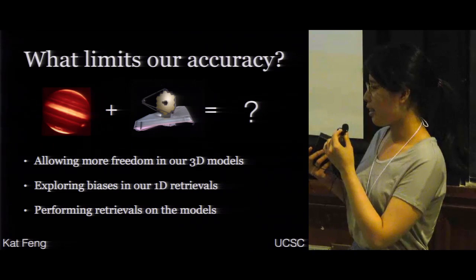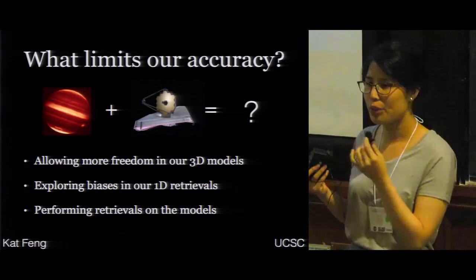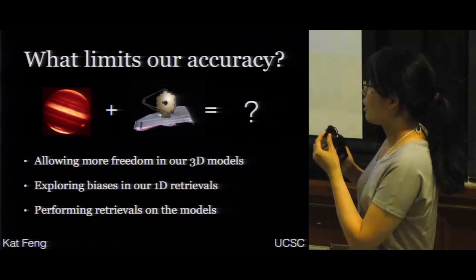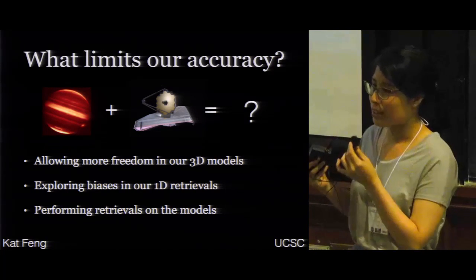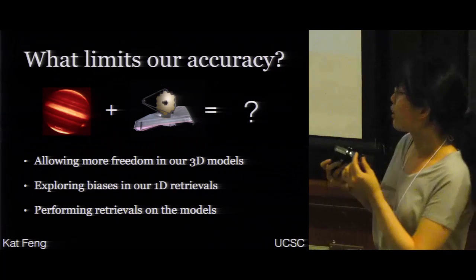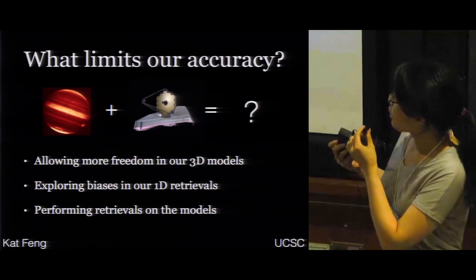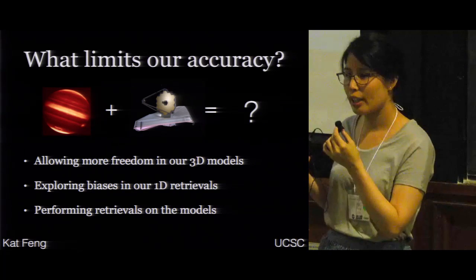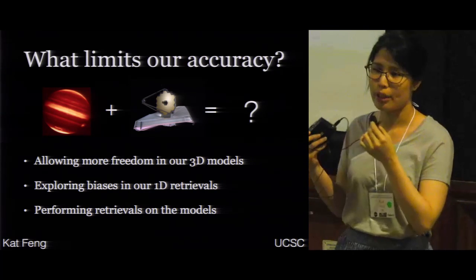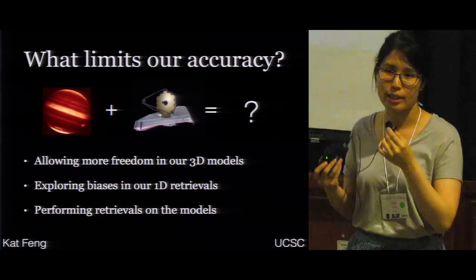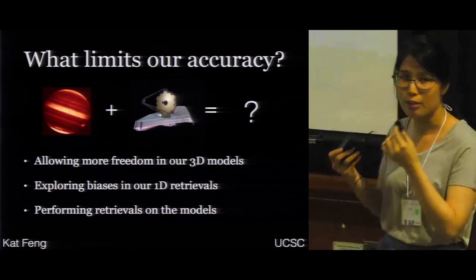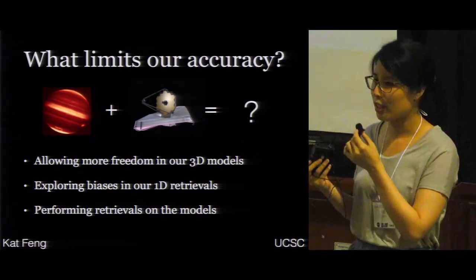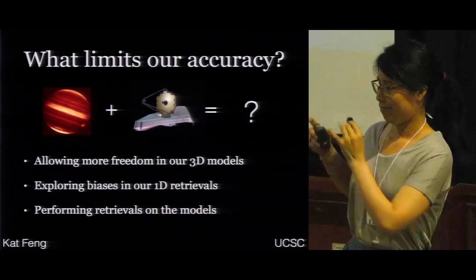With that said, regardless of precision, when we do our retrievals, we really want to ask what limits our accuracy. So what we're trying to do is interpret our interpretation of the data. But to do that, we will start creating more sophisticated 3D atmosphere models, incorporating different opacity databases, covering different wavelength ranges, different viewing geometries. And after that, we will explore biases in our 1D retrievals.